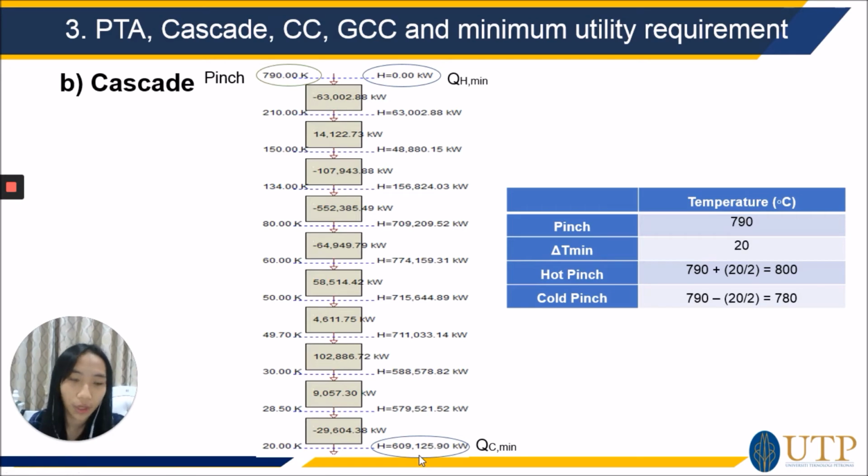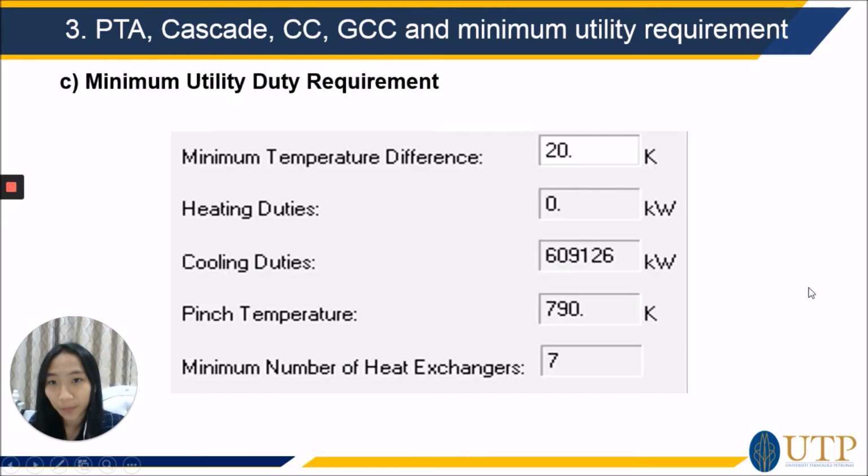609,125.90 kilowatt. For the pinch temperature, we can get the hot and cold pinch temperatures by simply adding or subtracting half of the delta T min. So we got 780 and 800 degrees C.